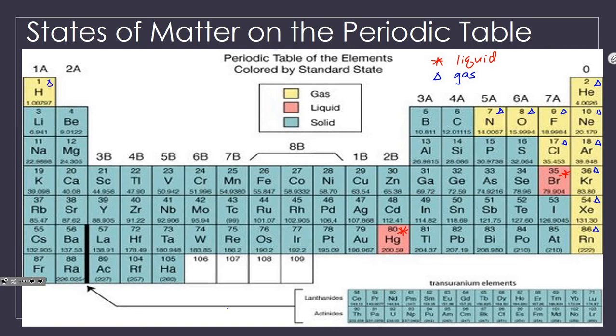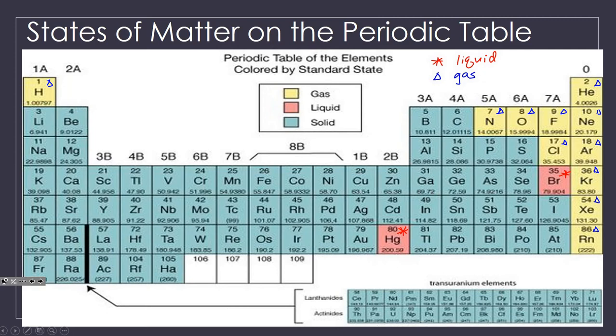That is all we're doing here. It's just marking which ones are liquids and which ones are gas at room temperature. There are only 2 liquids at room temperature. One is a metal and one is a nonmetal. The metal is mercury. The nonmetal is bromine. There are several gases at room temperature.